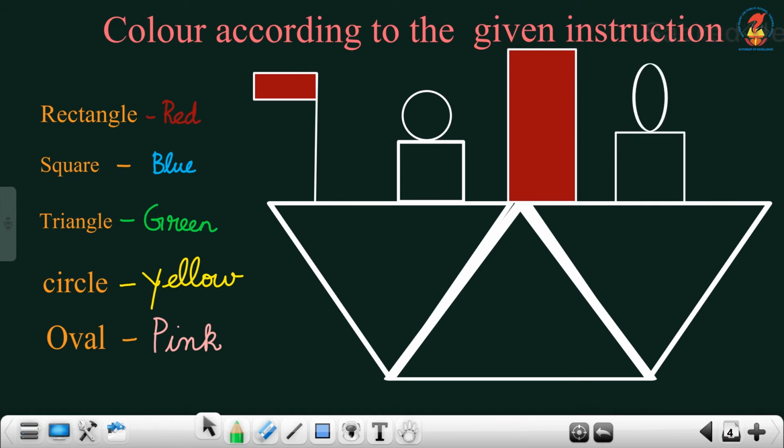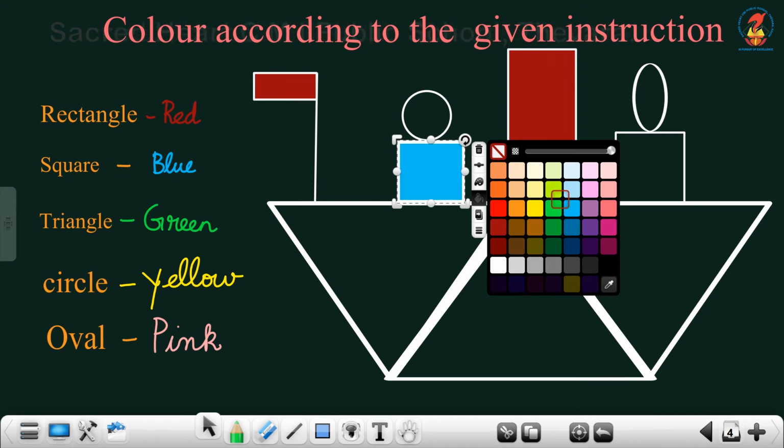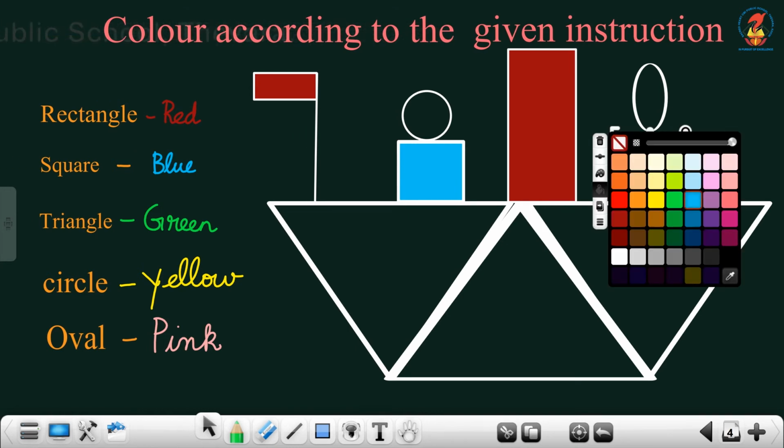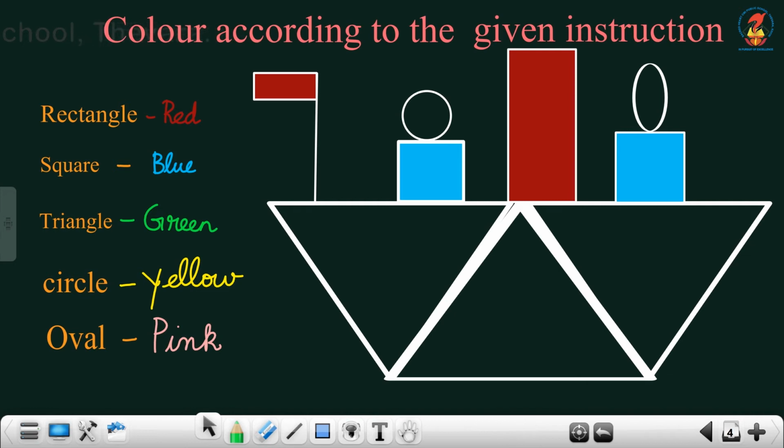Now, what is the next instruction? Square, you have to give blue color. Which are the squares? This is a square and this is another square. We have to give blue color to the square. So, this square is getting blue color. This also blue color. So, square is getting blue color.